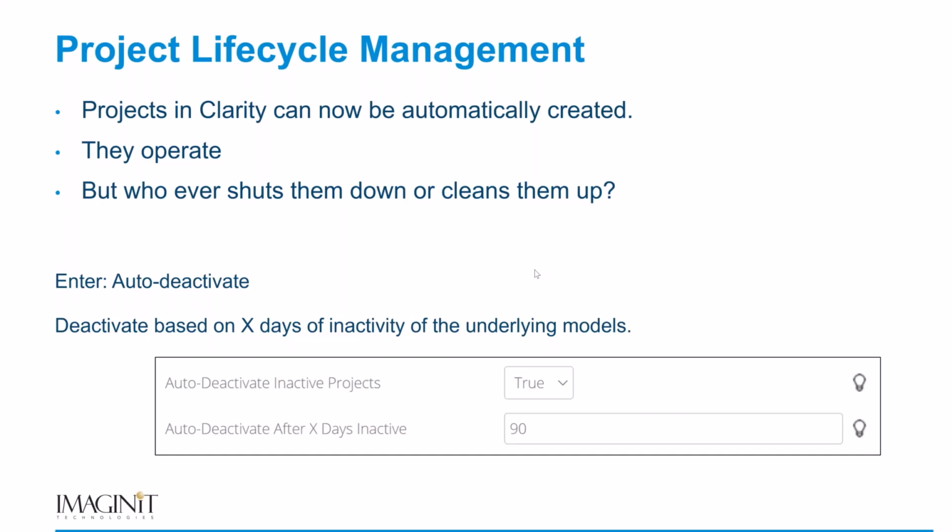So we'll be watching the last modified date on all of the models that you can see on the project homepage. And once a day, we'll check to see whether there are projects where none of the models have changed in the last X number of days. You pick what X is, and if so, let's deactivate that project. So it's not deleted; it's just deactivated.